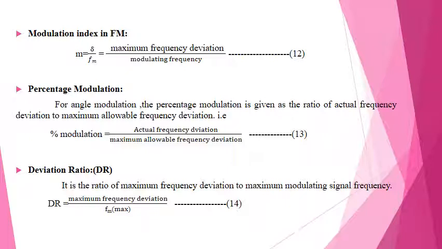Percentage modulation is given as the ratio of the actual frequency deviation to the maximum allowable frequency deviation. So percentage modulation is equal to actual frequency deviation by maximum allowable frequency deviation. Next one is deviation ratio. It means the ratio of the maximum frequency deviation to the maximum modulating signal frequency. So it will be denoted as DR is equal to maximum frequency deviation by fm max.